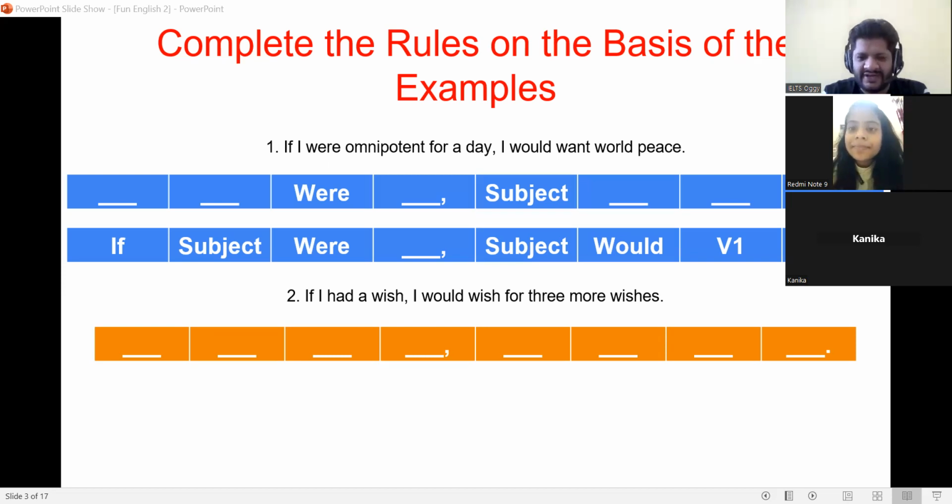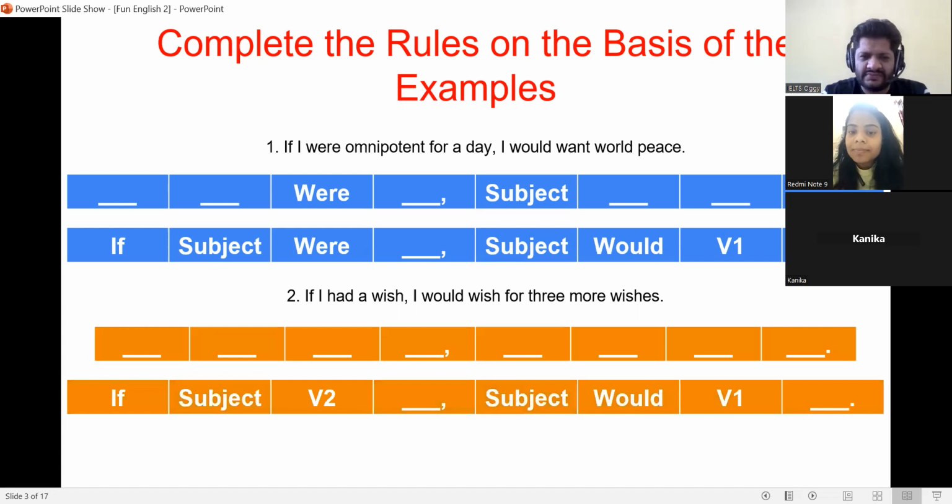Actually, had is not necessary. It could be any V2. If I met her, if I killed Kanika, it could be any V2, right? Understood it, both of you? Yes. Okay, or not?